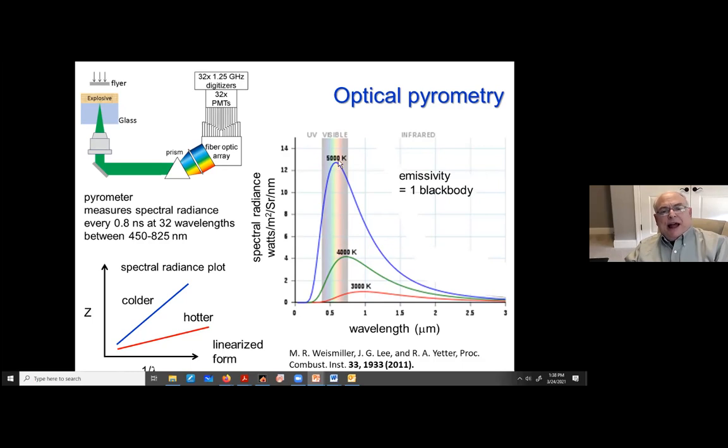So if I have a black body at 5,000 Kelvin, it'll look like this. If I have what people call a gray body, that is maybe the emissivity is a half, it'll have the same spectrum, but it'll be half the height. So what we do is we take our spectra and we extract temperatures and emissivities.